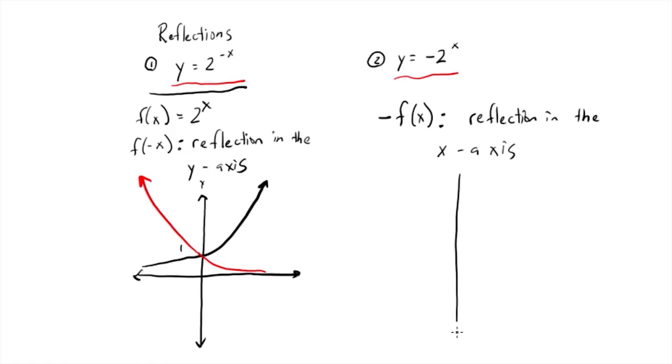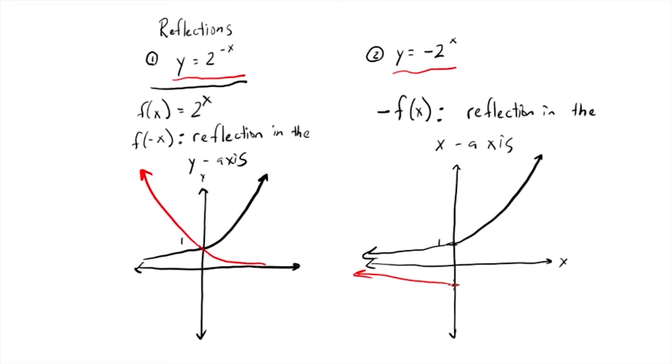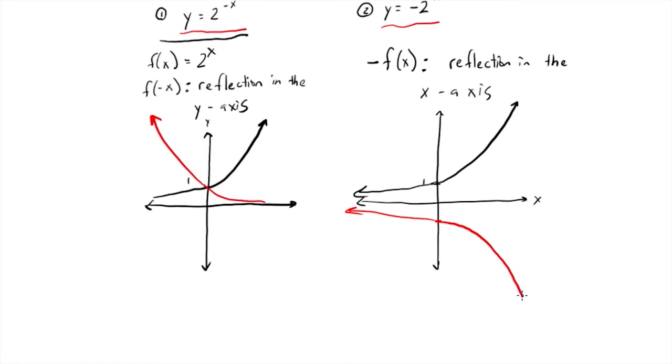So again, start with the same graph with our original function. This would be reflecting then over the x-axis. And we would have, when x is 0, y would be -1. So we would see a behavior reflected over the x-axis. So in these types of cases, it's a reflection.